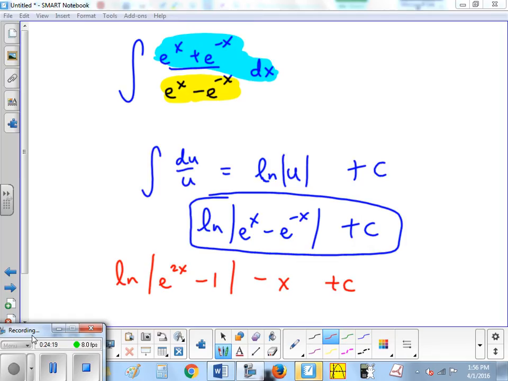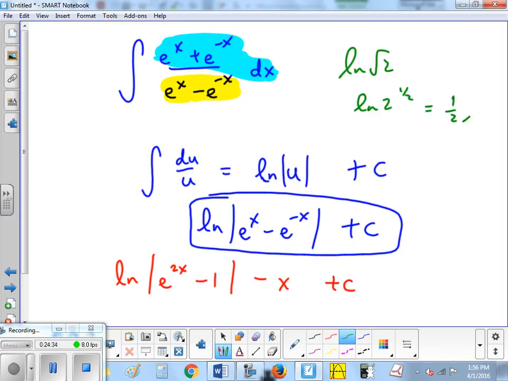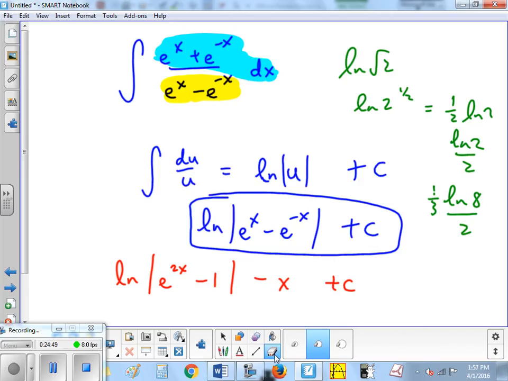See? Well, here's the thing. Logs can be rewritten an infinite number of ways. For example, when I say that, what I'm saying is, like, let's say you have ln rad 2, right? That can be written as ln 2 to the half. It can be written as 1 half ln 2. It can be written as ln 2 over 2. It can be written as ln 8, and then put a 1/3 here. Like, there's so many ways you can rewrite a log. There's no end to it, actually.